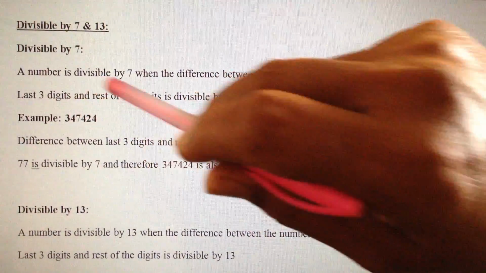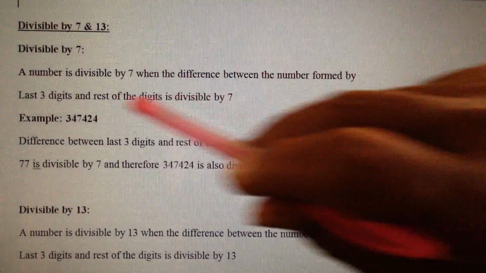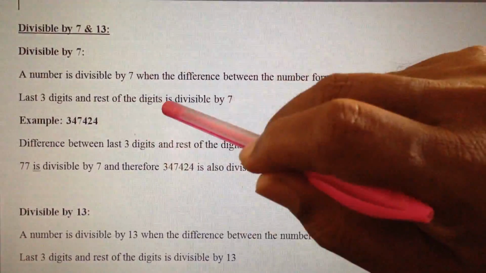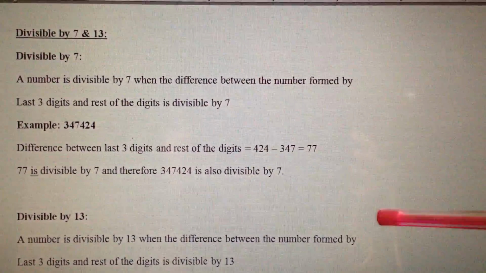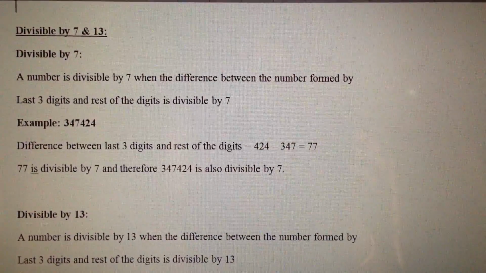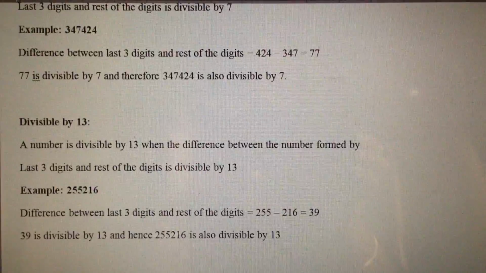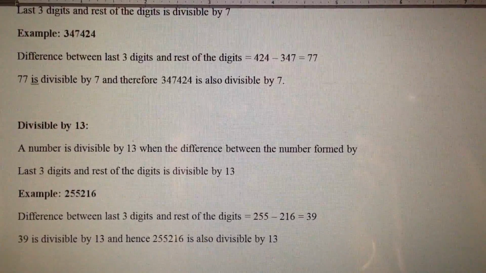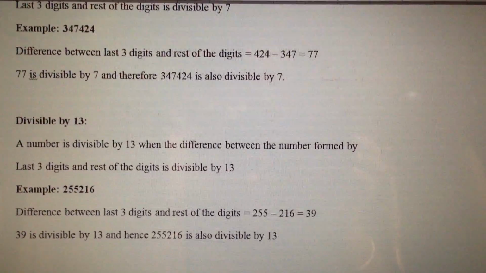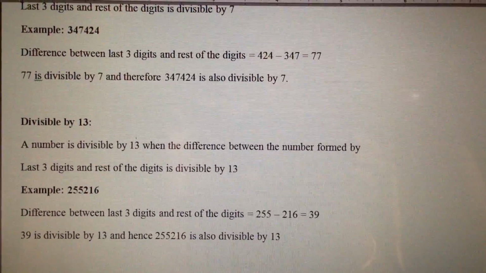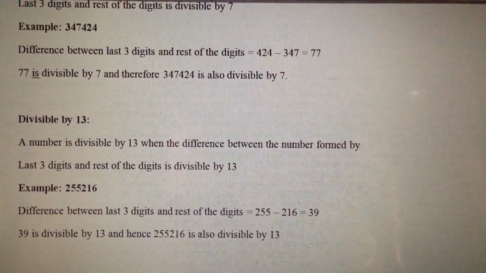What is given here? A number is divisible by 7 when the difference between the number formed by last 3 digits and rest of the digits is divisible by 7. So when that particular condition is fulfilled, this number is divisible by 7. Now let us see the divisibility rule of 13. A number is divisible by 13 when the difference between the number formed by last 3 digits and rest of the digits is divisible by 13.